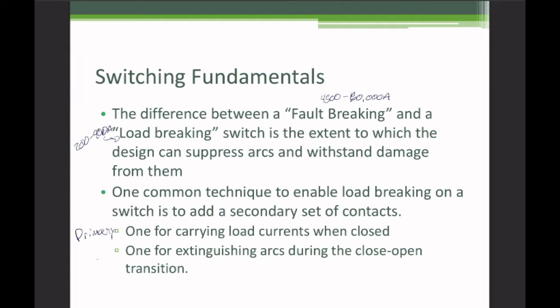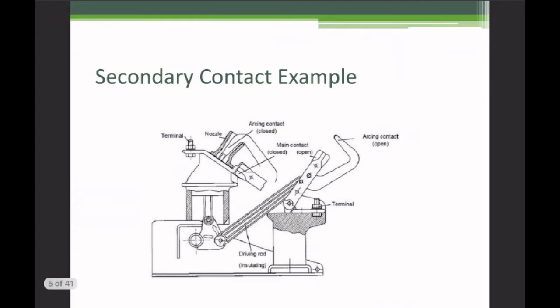And then you're going to have a secondary set, which is used for dealing with arcs. Since those don't carry load when the switch is closed, we can allow them to get pitted and chewed up, and it doesn't affect the operation of the switch because when the switch is closed, they're not carrying any current to speak of anyway. And so here's an example of what that might look like.